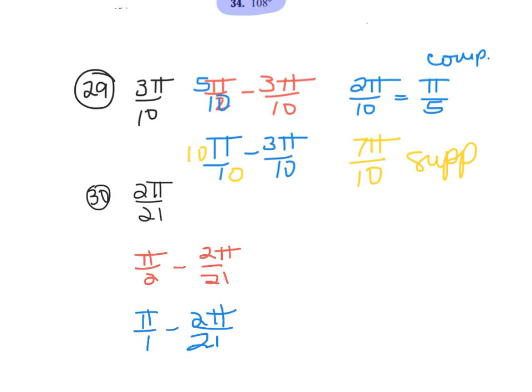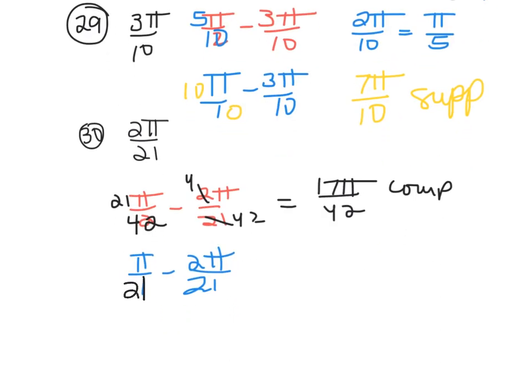Common denominator between 2 and 21: 42. So if I make this 42, what would I have to multiply top and bottom by to make it 42? 21. So this is 21 pi. What would I multiply this by? 2. So 2 times 2 is 4. So I have 21 minus 4, what is that? 21 minus 4, guys. Okay, so 17 pi over 42. That's the complement.